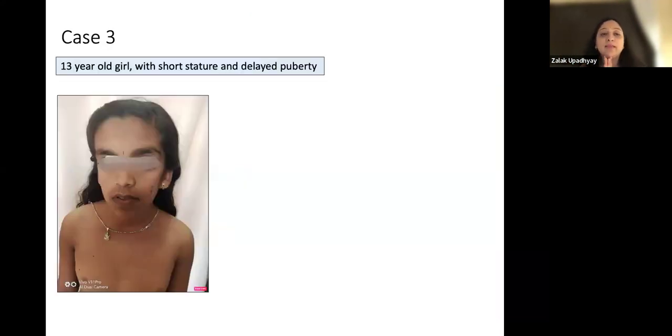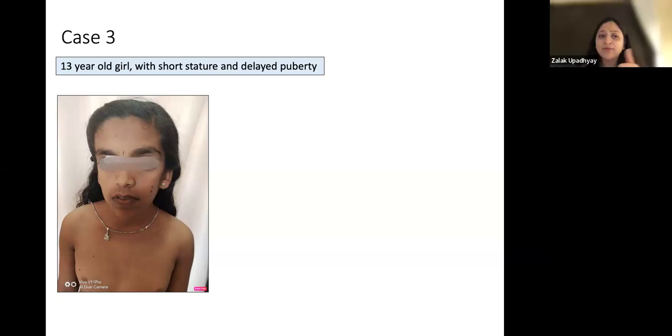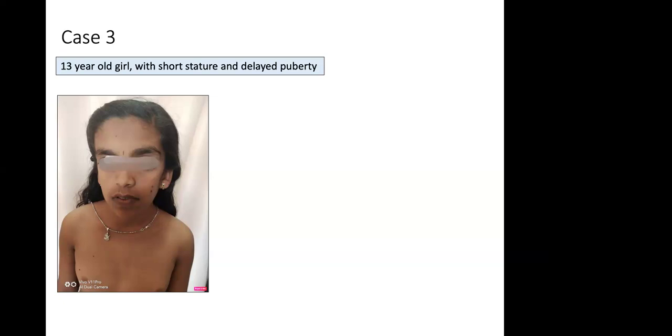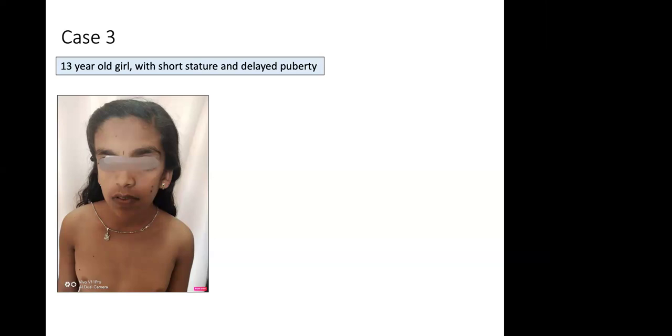Now, case 3, which will be the last case, a 13-year-old girl with short stature and delayed puberty. Anybody? Spot diagnosis. 13-year delayed. Turner syndrome. Yes. What can you see from the picture? Wide chest, wide spaced nipples. Okay. What else? Can you see those multiple nevi? Yes. Multiple nevi. See, black spots here.